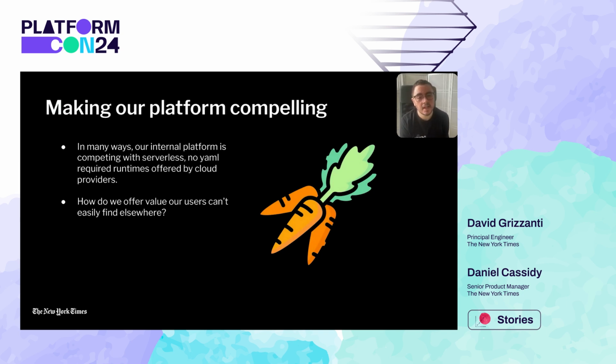In many ways, our internal developer platform was competing with serverless, no YAML required runtimes offered by cloud providers. So we had to spend a lot of time thinking, what value could we offer that our users can't easily find elsewhere? And for us, a big carrot in this early adoption phase was dynamic preview environments, which allowed engineers to get quick feedback on their code changes without going through the formal release process, which was really great in increasing the velocity of how engineers work day to day.